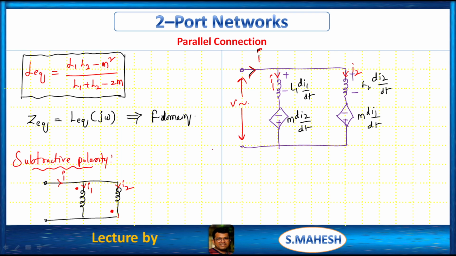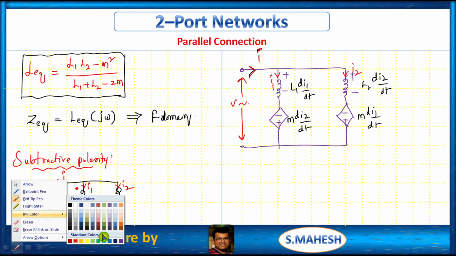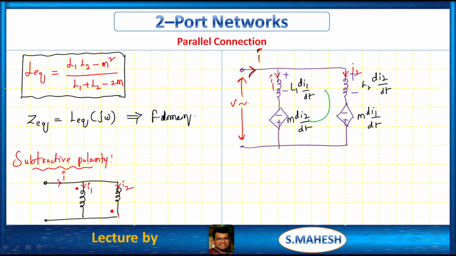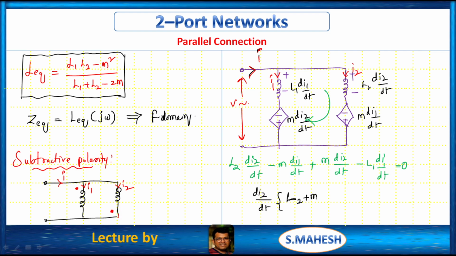this subtractive polarity coupled circuit. So you will do the same analysis from the previous case. From this, what we have, L2 into di2 by dt minus M di1 by dt plus M di2 by dt minus L1 di1 by dt, which is equal to 0, based upon KVL. So from this, we can common di2 by dt. Then we are having L2 plus M, which is equal to di1 by dt. Now we are having L1 plus M.